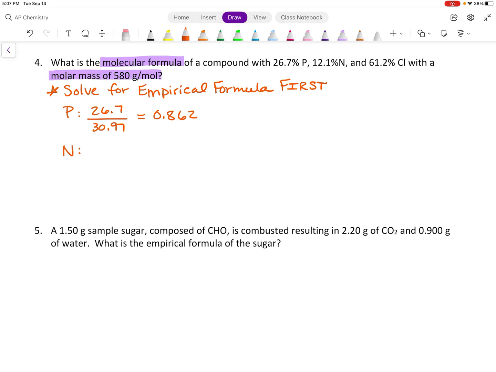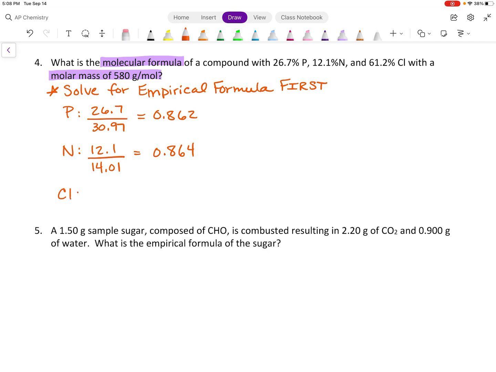Nitrogen is 12.1%. So we're going to make that into grams, and we're going to divide that by 14.01, the molar mass of nitrogen. And I got 0.864. That should be really a 1-to-1 ratio on those two.